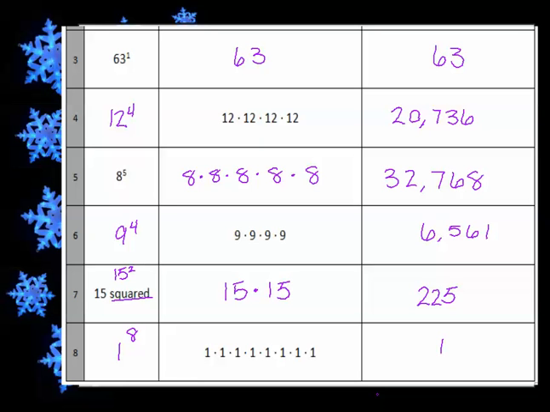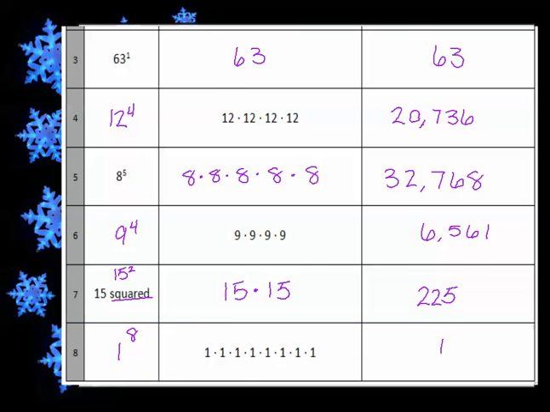Alright, here are your answers to the questions that you were to solve. Be careful with number 3. It was to the first power, so your product form only has 163 here. Also be careful with number 7, where it says 15 squared. A square is flat, so it's called 2D. So the exponent is 2, and that's just going to be 15 multiplied together 2 times.